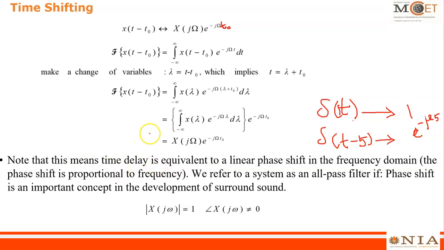So note that this means the time delay is equivalent to a linear phase shift in the frequency domain. The phase shift is proportional to frequency. Yes, of course. So we refer to such a system as an all pass filter. Phase shift is an important concept in the development of surround sound. So modulus of X of j omega is equal to 1. The magnitude is equal to 1 here. And the angle of X of j omega is not equal to 0 since we have the exponential term e power minus j omega t naught. Thank you.